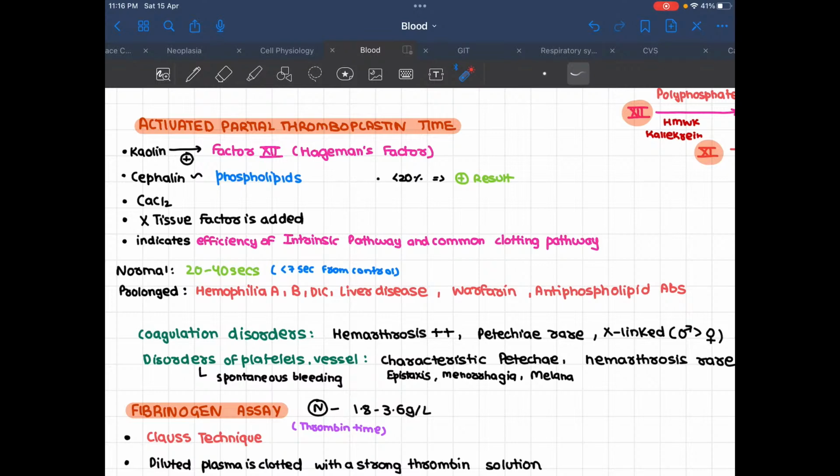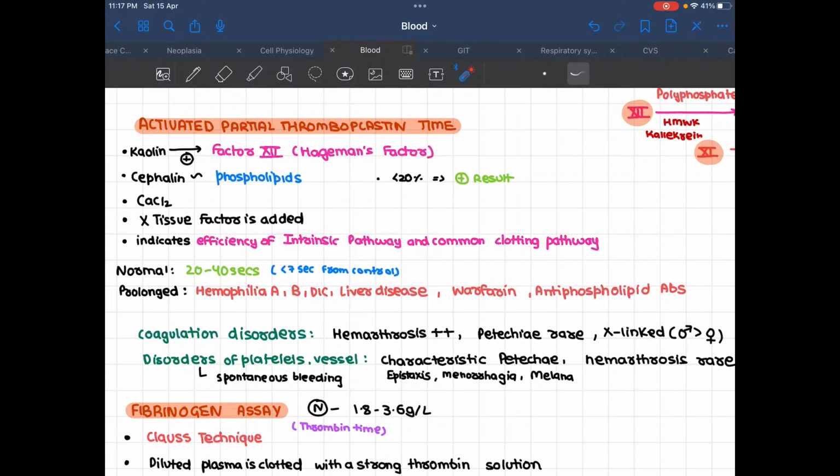We're not testing the extrinsic pathway because here we will not add tissue factor. We're not going to add the brain extract over here. Okay? So we're going to have kaolin, we're going to have cephalin, which is going to function as phospholipids. We're going to have calcium from outside as well. Okay? And what is it going to indicate?